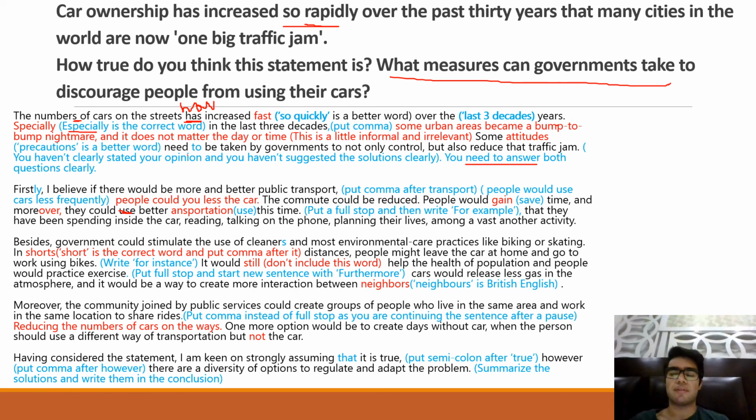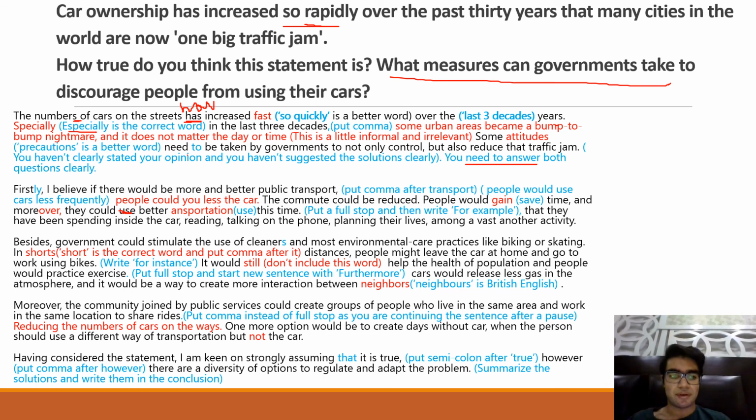You should give examples, and you should mention the example. So you should say "for example", this, or "for instance". "For instance" and "for example" almost mean the same thing. So "for instance", comma, this. Okay. So then you should say "for example", and then you should say the time that they have been spending inside the car, reading, talking on the phone, planning their lives, among a vast variety of other activities. Okay, I'll rewrite this sentence in the next slide. I'll tell you how I wrote it.